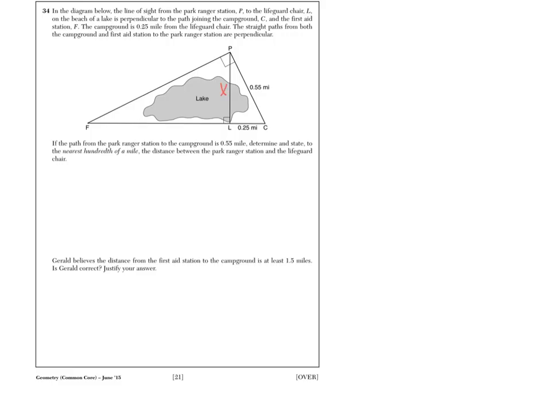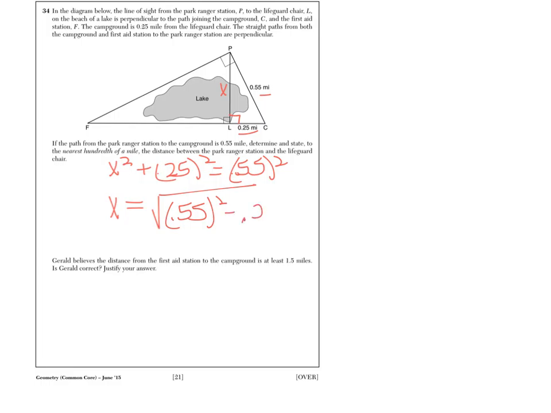So I'm solving for this distance here, and I have a right triangle. I have the lengths of two sides, so all I need to do is plug it into the Pythagorean theorem. So leg squared plus leg squared is equal to the hypotenuse squared. X is equal to the square root of 0.55 squared minus 0.25 squared. When it says to the nearest hundredth of a mile, that's 2 decimal places to the right. So that's approximately equal to 0.49.